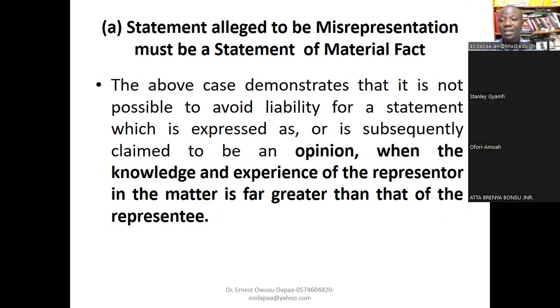Yeah, so as we have indicated, the clear point is that it is not possible to avoid liability for a statement which is expressed or subsequently claimed to be an opinion when the knowledge and experience of the representor in the matter is far greater than that of the representee. So this is the point of distinction between Esso Petroleum against Mardon on one hand, and the earlier case of Bisset and Wilkinson on the other hand.